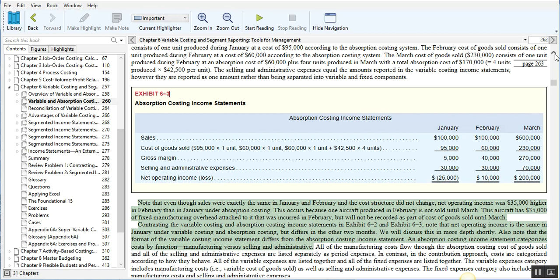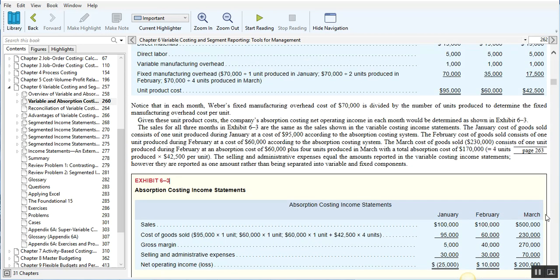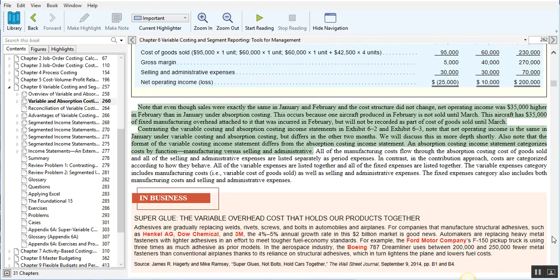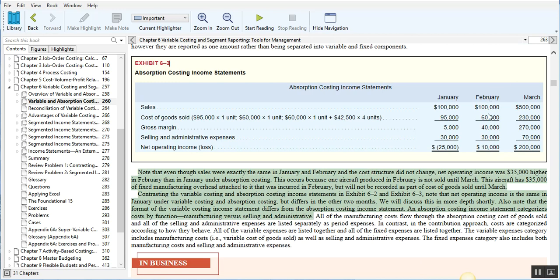And under the absorption method, we're going to record the cost of goods sold when we actually sell the unit. So here, only 1 unit sold. What it effectively does is it drops our fixed overhead costs in the month of February enough that we actually show a profit. So we have a gross margin then of 40 instead of 5. We take out the same selling and admin costs and we get a $10,000 profit.